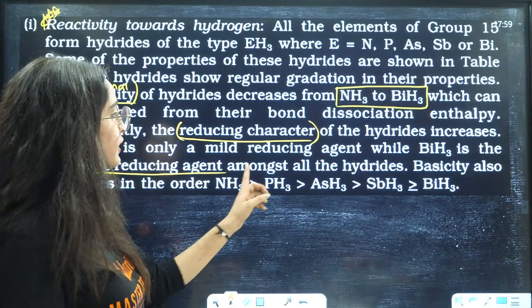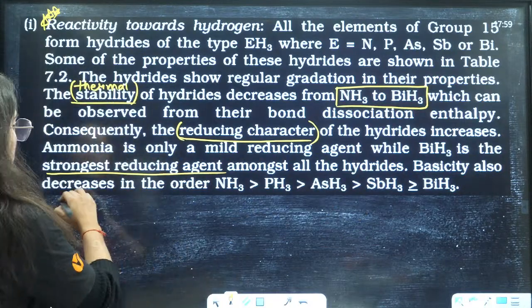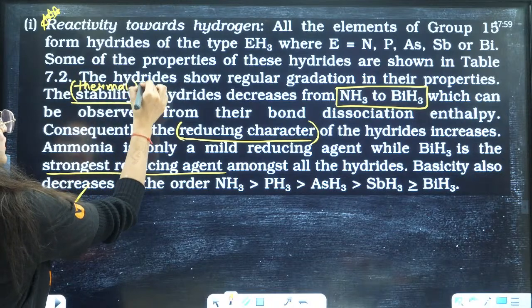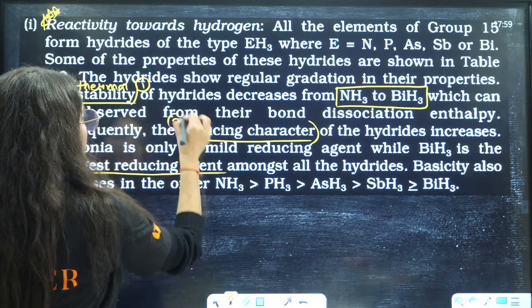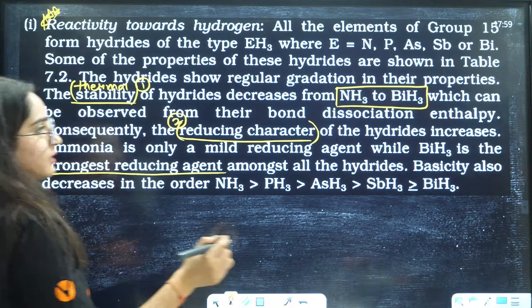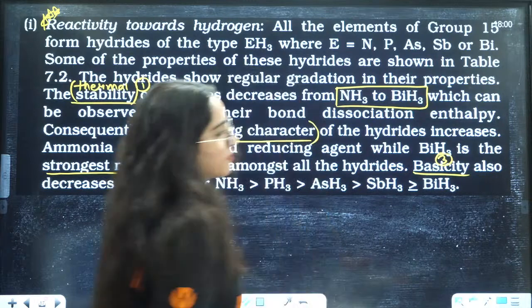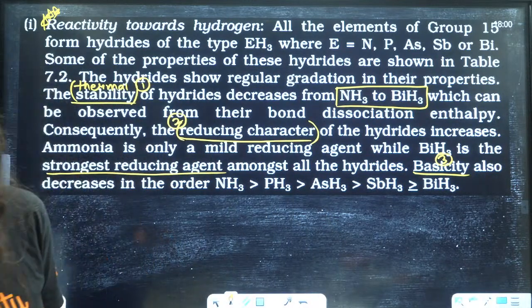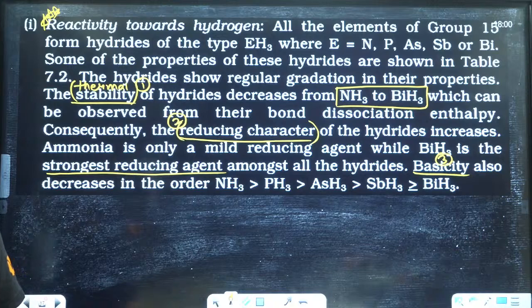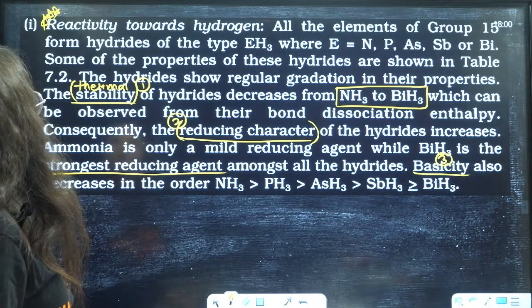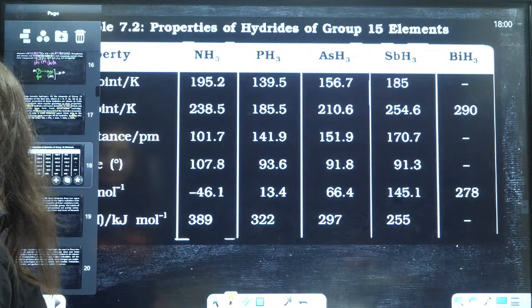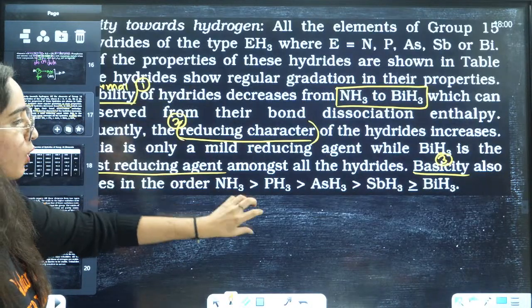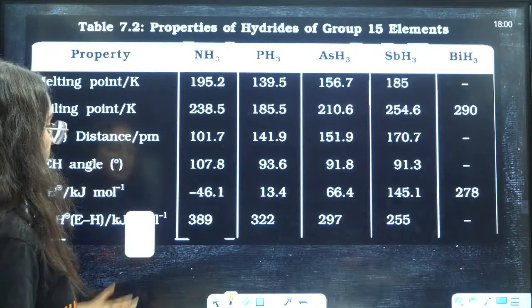We'll talk about everything here. Among the hydrides, basicity also decreases in this order. So the first is thermal stability, then reducing character, then the third is basicity. These three are very, very important factors for you. Now I'm going to write down these properties and their trends, but firstly, let us see the table.